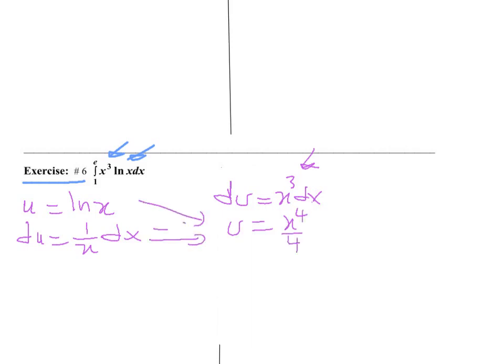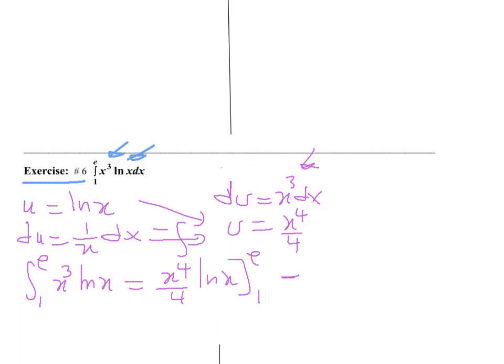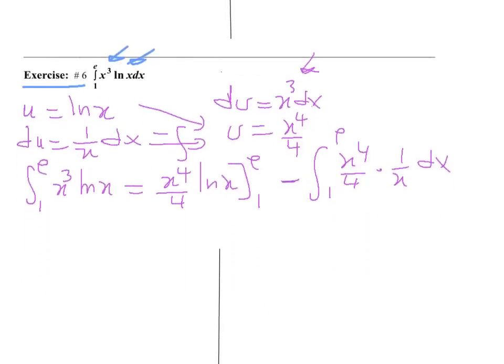This is the rule, uv minus. So integration from 1 to e of x cubed ln x is equal to x to the power 4 divided by 4 ln x from 1 to e, this is definite integration, minus integration from 1 to e of x^4 divided by 4 times 1 divided by x dx. Let's erase this now. Now, let's finish the integration and then we are going to do the substitution.